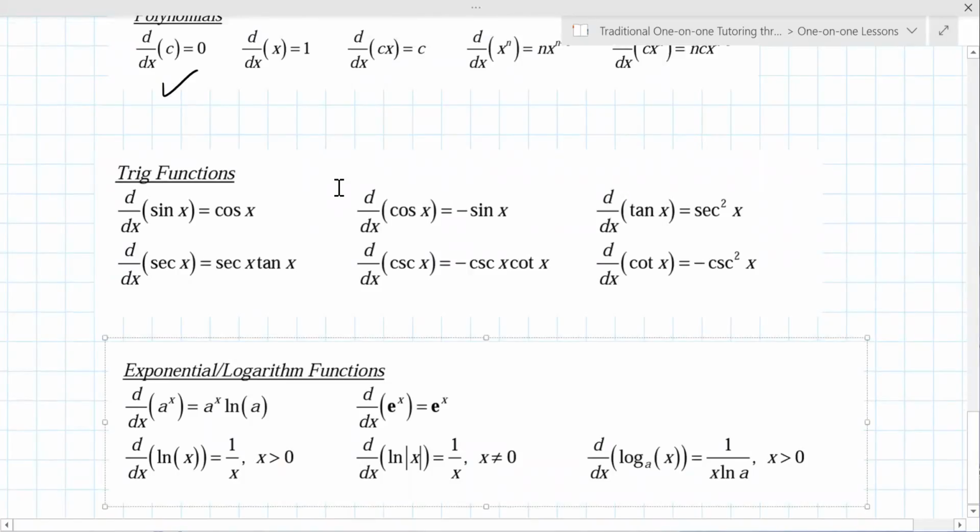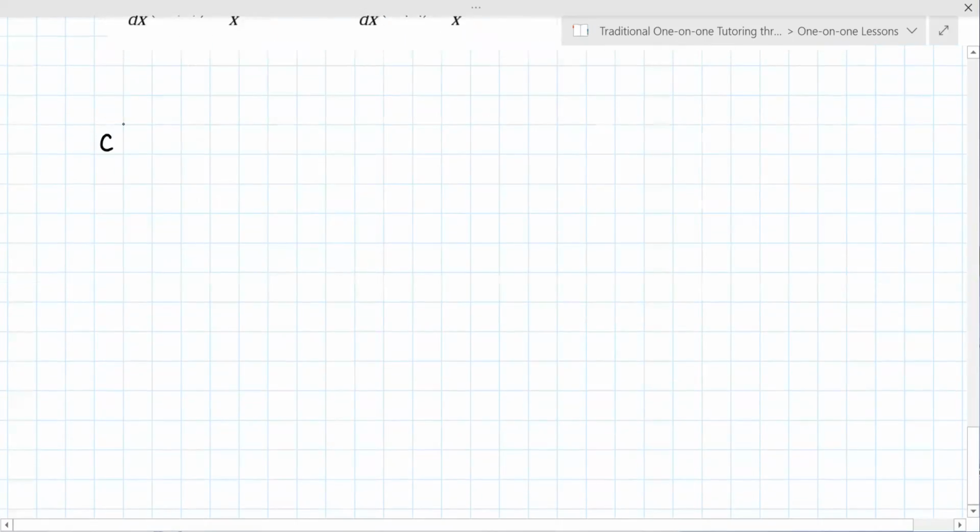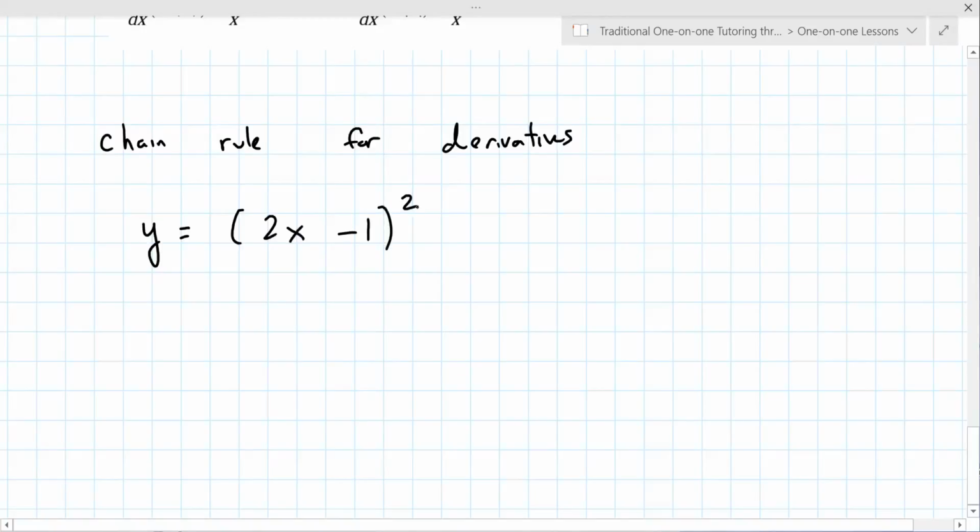But the next thing we're going to learn about is called the chain rule. We're going to use all of these as examples, but we're going to learn about the chain rule today. Chain rule for derivatives. Okay. So let's say I give you something like this: y equals 2x minus 1 to the power of 2.